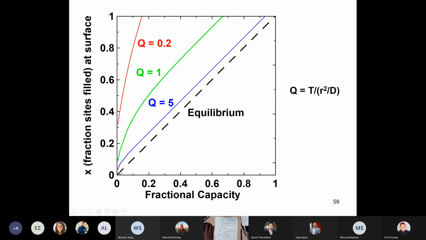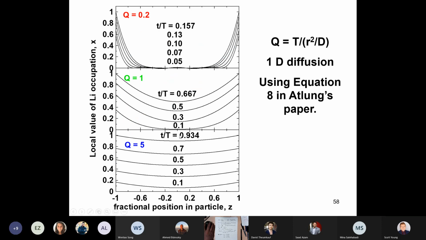So at Q equals 5, the surface concentration is bigger than you would expect in equilibrium. I mean, in equilibrium, the surface and the bulk would be the same. And when you get to the end of the discharge, the surface is full before the whole particle reaches full filling. And this intercept with the upper x-axis is about 0.93 something. It's exactly what we see in this graph. It takes 93% of the time you think it should take for the discharge.